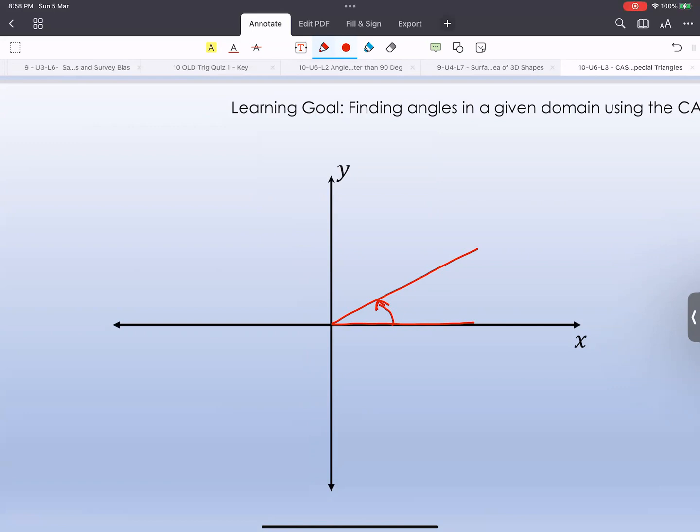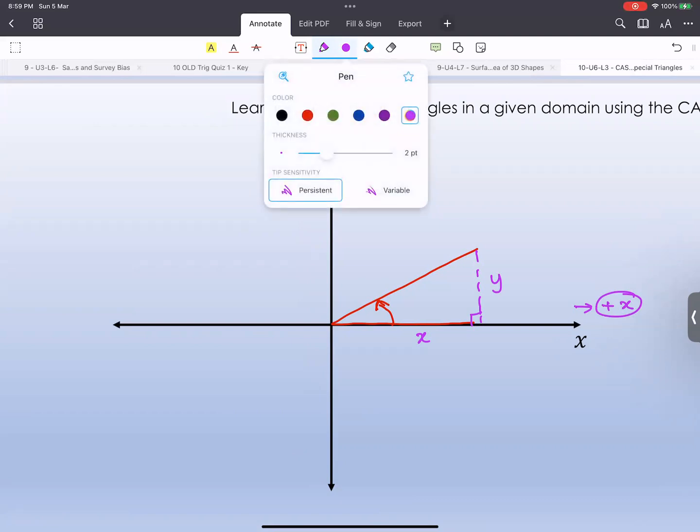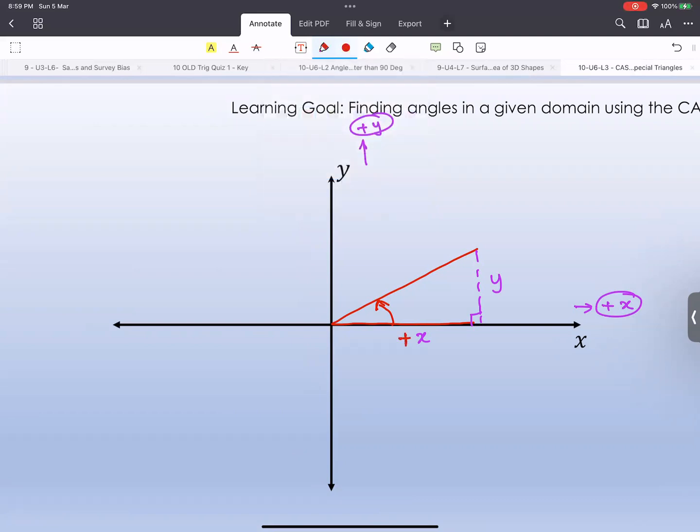Let's start with dropping a perpendicular, like we usually do, to the x-axis. This is going to give me the y-coordinate, and this is going to give me the x-coordinate. We know that in the first quadrant, x is positive, and y is also positive, and therefore I'm going to emphasize this with a positive x and a positive y.